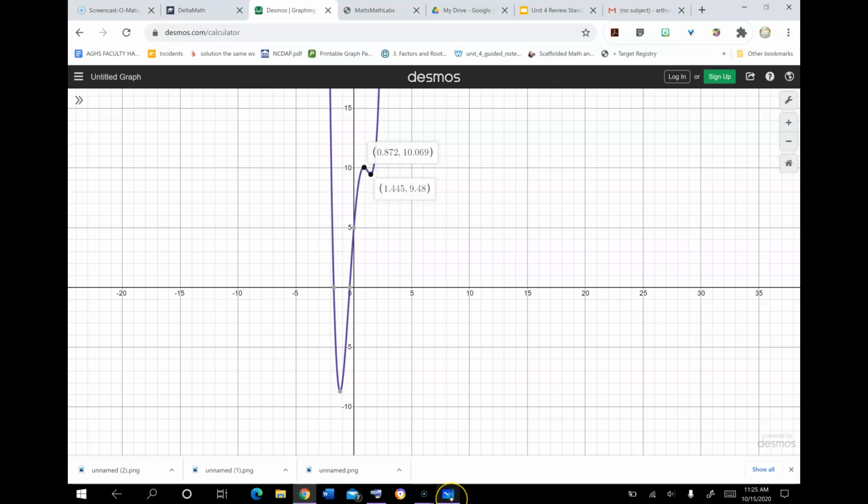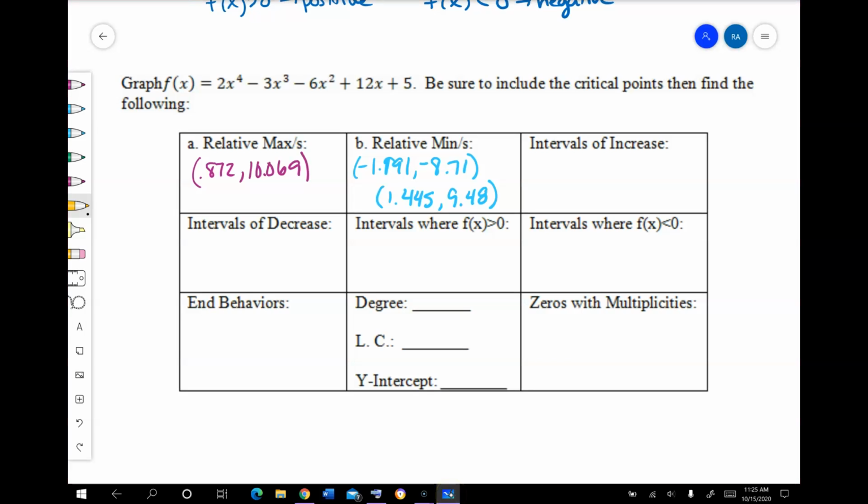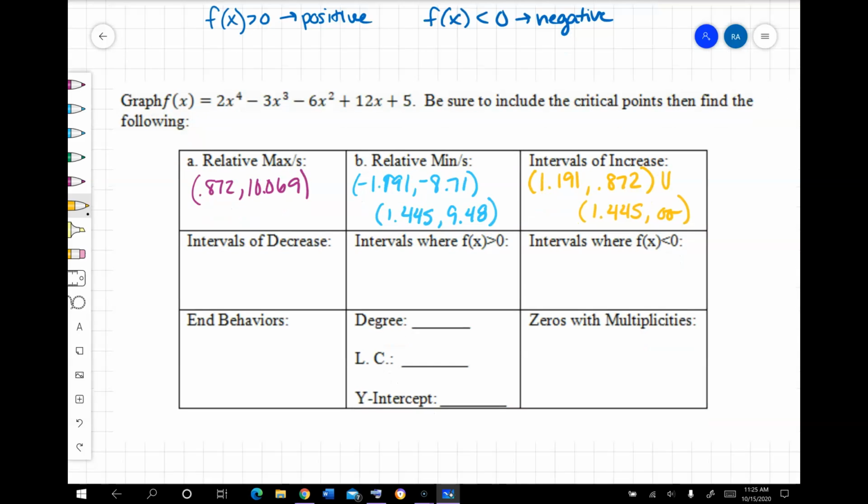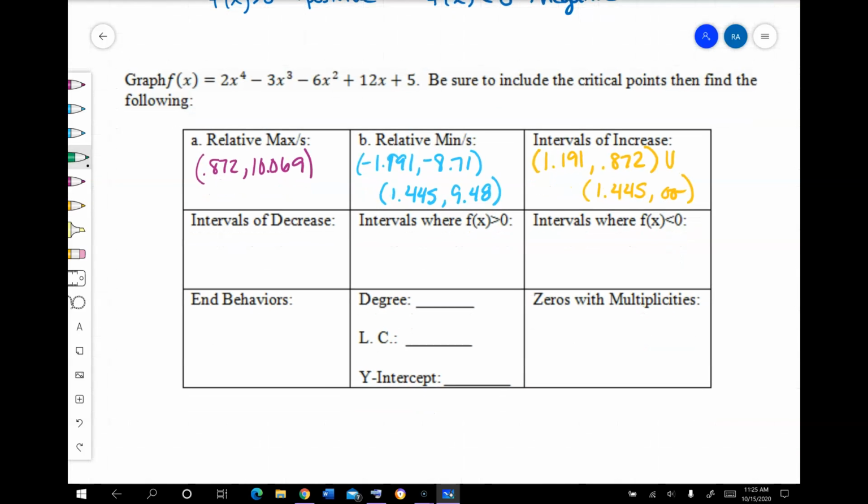Okay, so let's go and write that. So my intervals of increase are 1.191 to 0.872 union 1.445 to positive infinity. Okay, now let's go get those decrease. Let's go get the decrease ones.